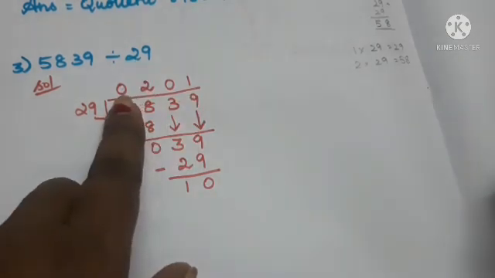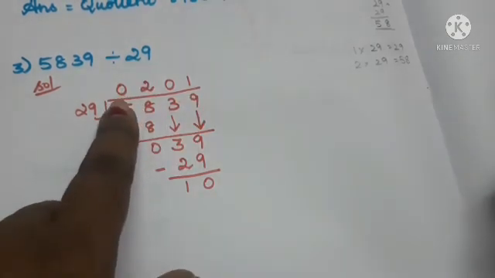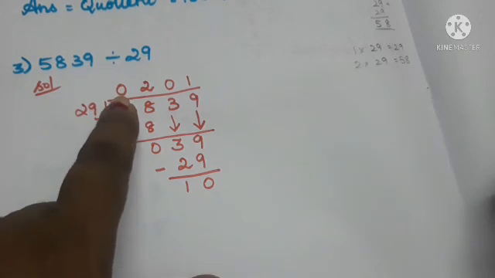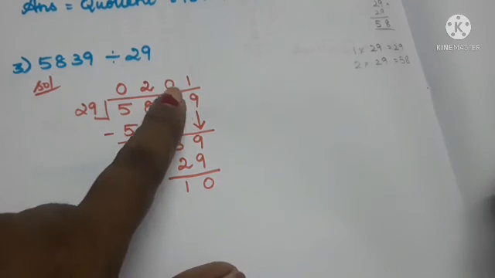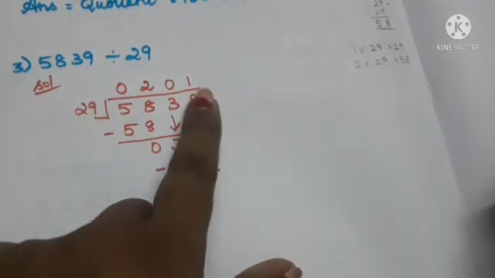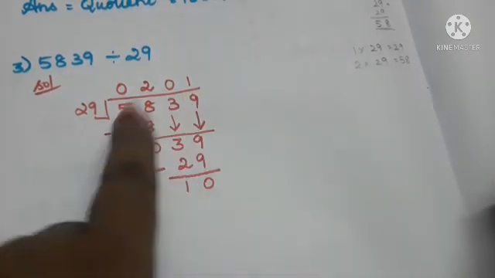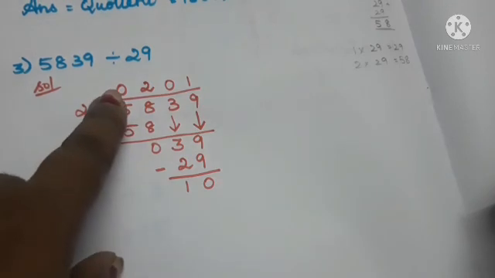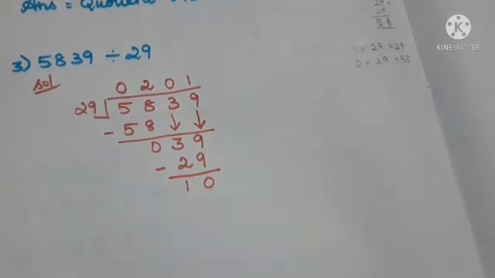See here, the first 0 is there. In any number, if you have 0 at the beginning we can leave this 0. But if the 0 is in between the number, or at the end of the number, don't leave it, we have to take it. Only at the beginning of the number can we leave the 0.